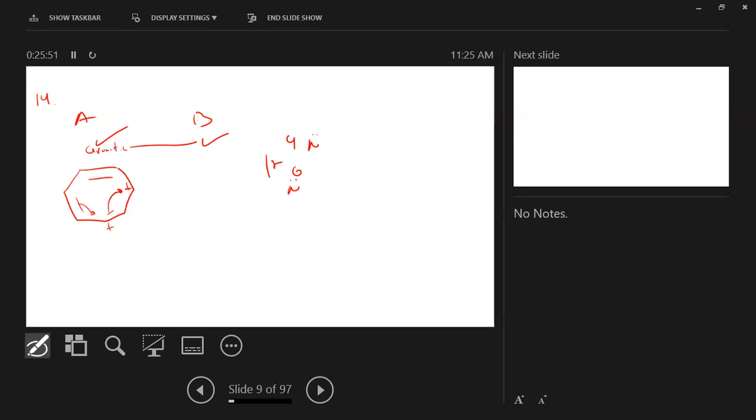And we can do 15 on the same one. 2, 4, 6. So B is aromatic and A is not. So that's 15. 16 we could do on the same one, and that's just a common name. That's called pyrrole.